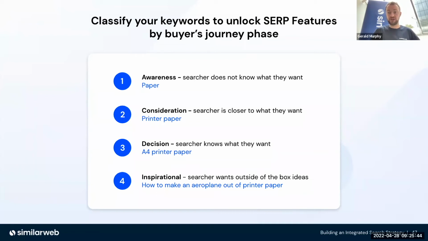But actually, inspiration can provide a lot of opportunities, particularly around video, actually on YouTube, where you're going and doing outside the box thinking. For example, how to make an airplane out of printer paper. So what you're doing is manually going through your keywords, putting them into these categories.